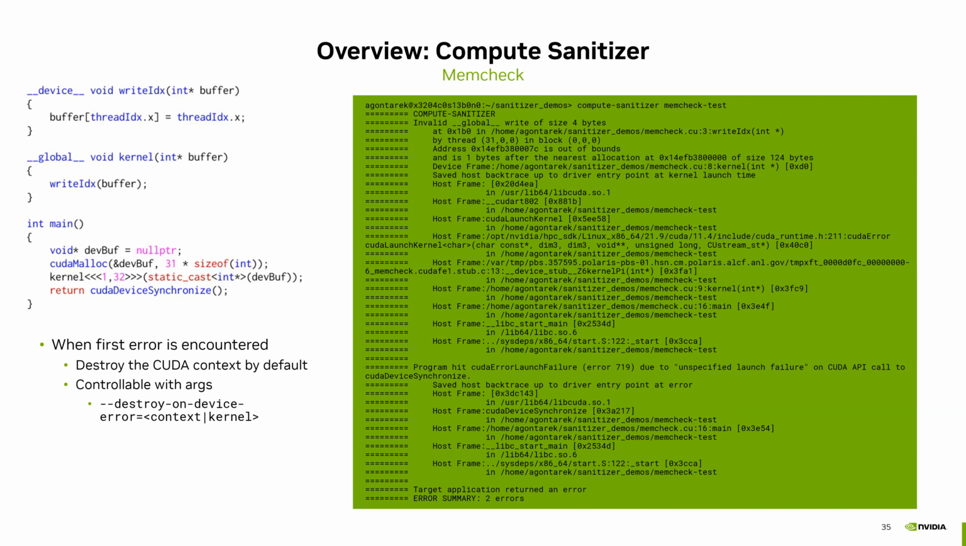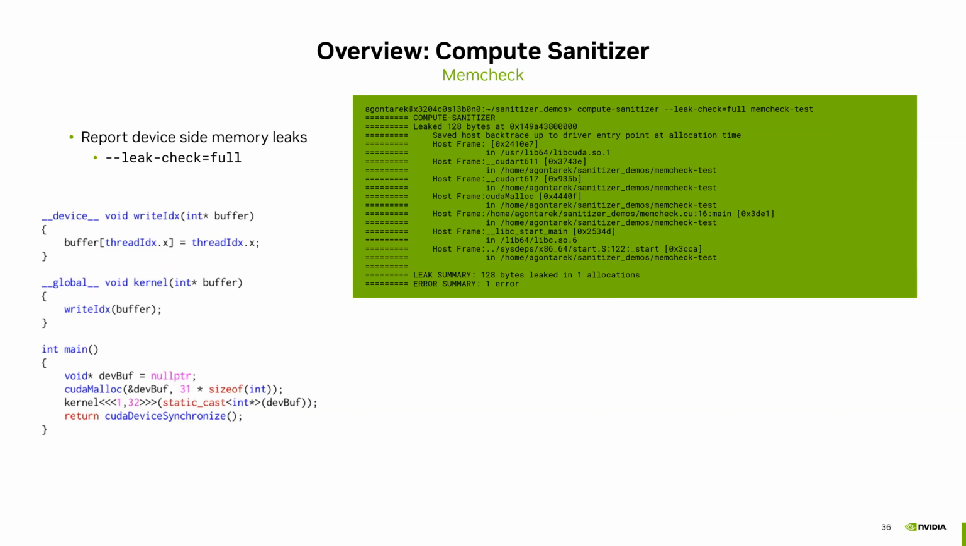We do tear down, so we destroy the CUDA context by default on the first error when we encounter it. So you can see here we're encountering a launch failure and then the application exits. You can control this with command line arguments. If you say destroy on device error to kernel, it would only destroy the kernel, but it would allow you to continue execution. So maybe you could get a little further to get multiple errors out before the inevitable crash occurs.